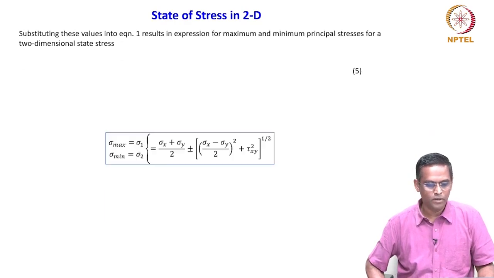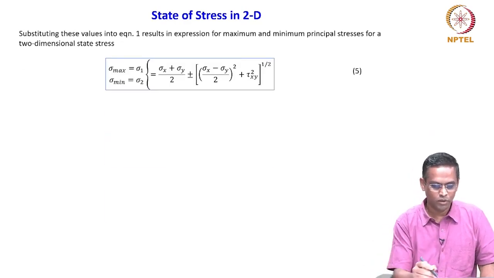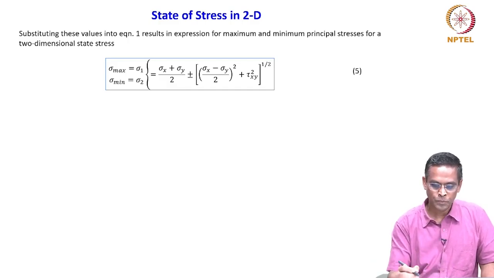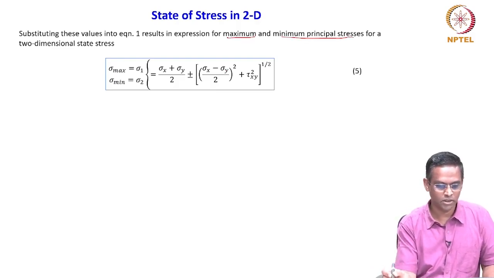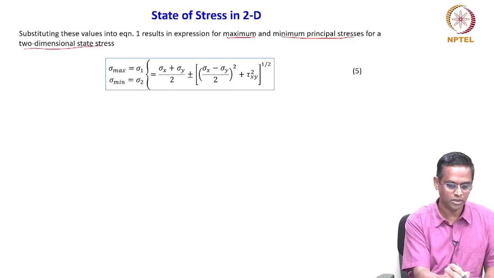Again, after substituting this into the original equation, this is the final expression you will get. Sigma max and sigma minimum, sigma 1 and sigma 2, is equal to sigma x plus sigma y by 2 plus or minus [(sigma x minus sigma y) by 2 whole square plus tau square xy] whole to the power half. So, this is the expression for maximum and minimum principal stresses for a two-dimensional state of stress.